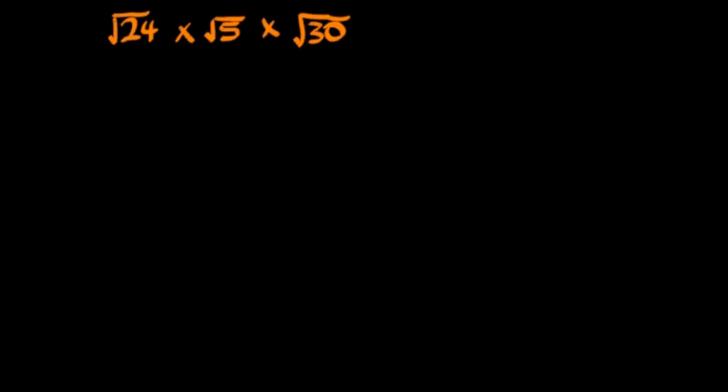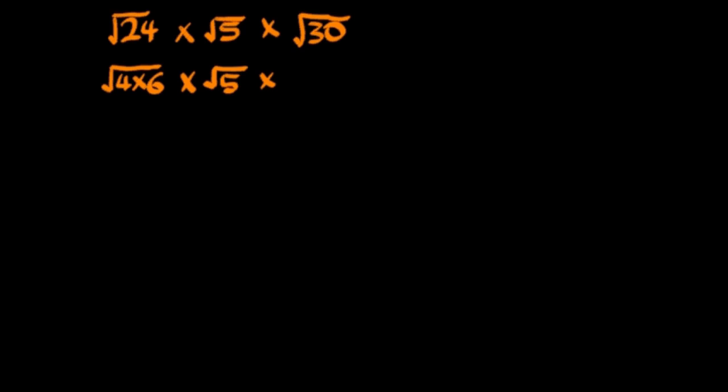Now 24, two numbers whose product gives us 24 would be 4 and 6. So this would give us the root of 4 times 6. Now also root 5. Now root 5, we don't have two numbers whose product gives us 5, so what we do in this case is that we write it the exact same way it is. Now root 30, we have two numbers whose product gives us 30. So we have 2 and 15, we have 6 and 5.